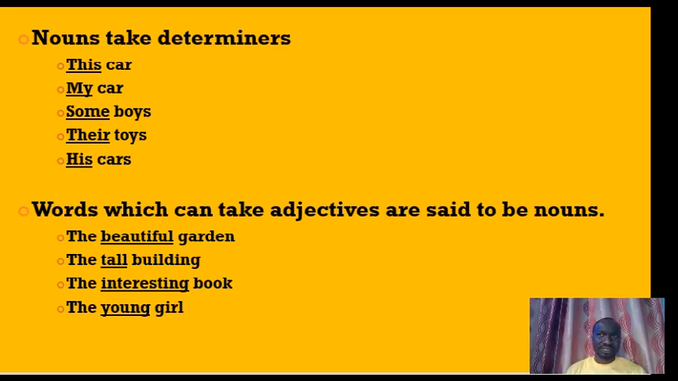The tall building. Tall is an adjective describing a noun. And what noun is it describing? Building. Interesting book. Interesting here is telling us how a certain item is interesting. What item are we talking about? We are talking about a book. The young girl. So young is describing a person. And which person are we talking about? A girl. So such a word tends to be what? A noun.